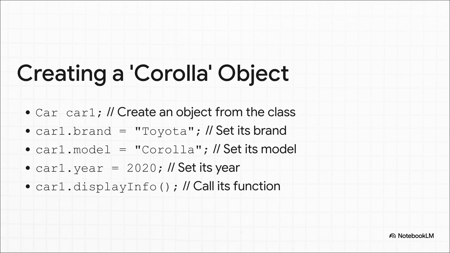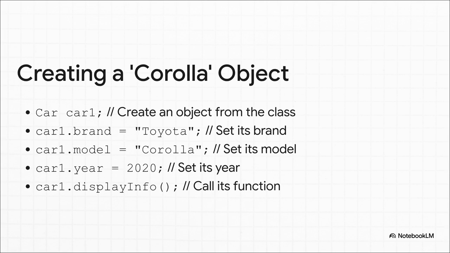We'll call it car1. Then we just use the little dot to access its properties and fill in the blanks. The brand is Toyota, the model is Corolla, and the year is 2020. And for the final step, we call its function, car1.displayInfo, telling our brand new car to do its thing. We just brought our blueprint to life.